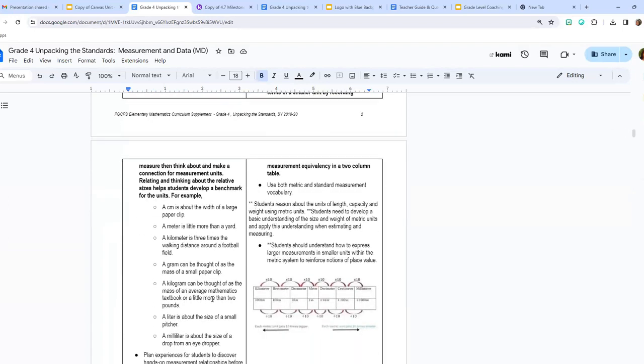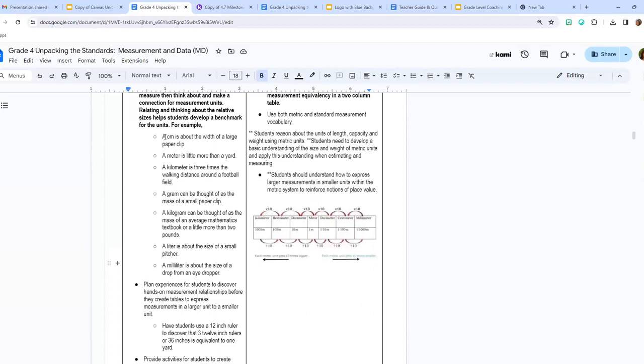For example, a centimeter is about the width of a large paperclip. A meter is a little more than a yard. A kilometer is 3 times the walking distance around the football field. A gram can be thought of as the mass of a small paperclip. A kilogram can be thought of as the mass of an average mathematics textbook, or a little more than 2 pounds. A liter is about the size of a small pitcher. A milliliter is about the size of a drop from an eyedropper.